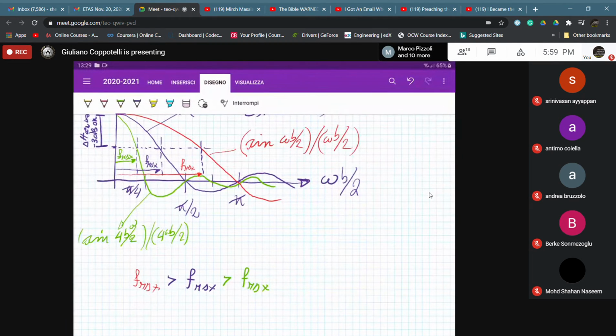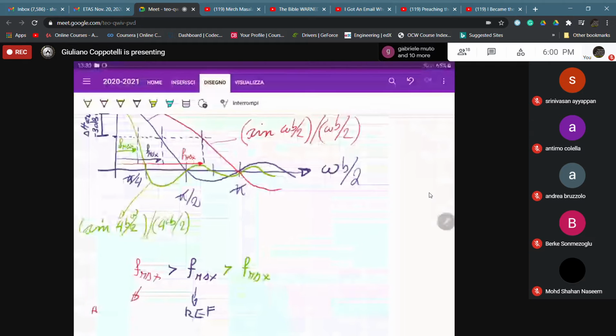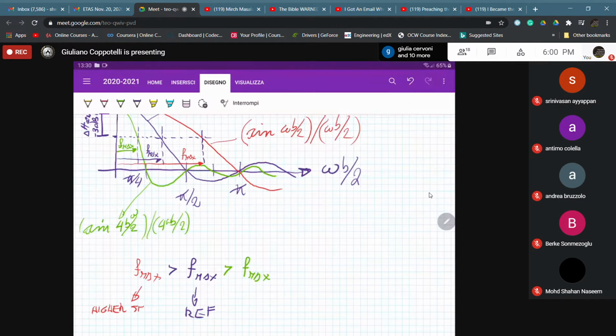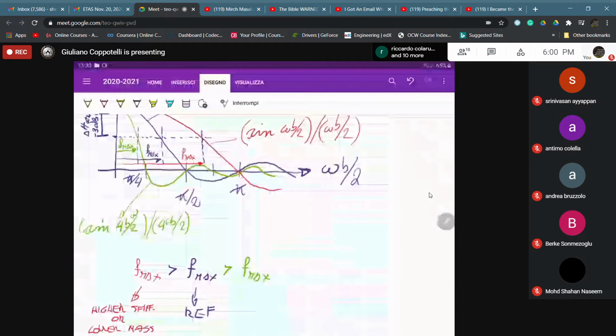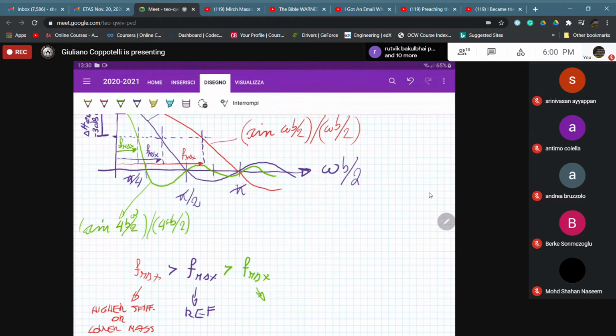Okay, so if that is your reference frequency, then you can say that the red frequency max is characterized by higher stiffness or lower mass compared to the reference one, while the green is characterized by having lower stiffness or higher mass.